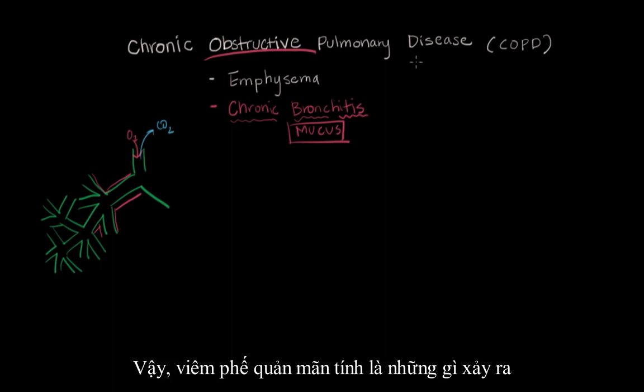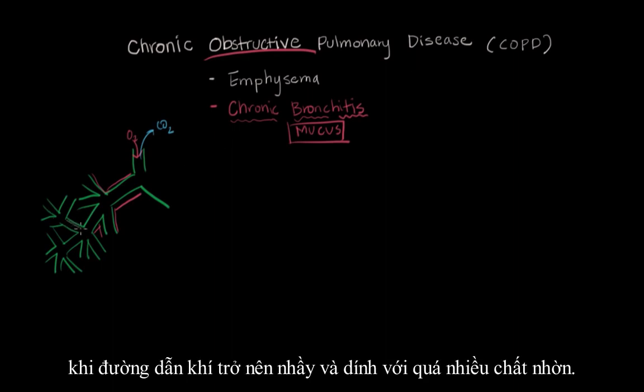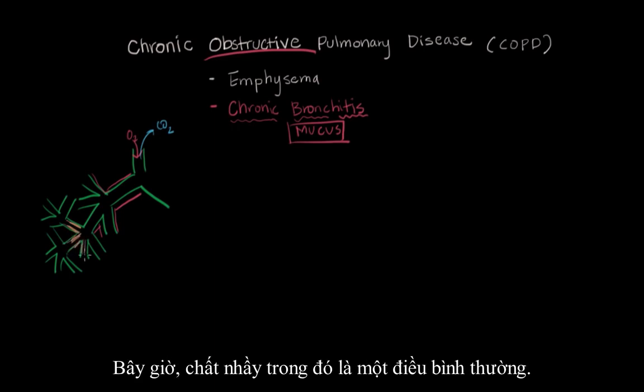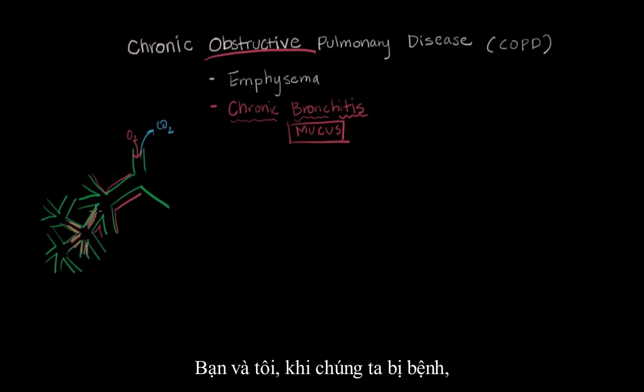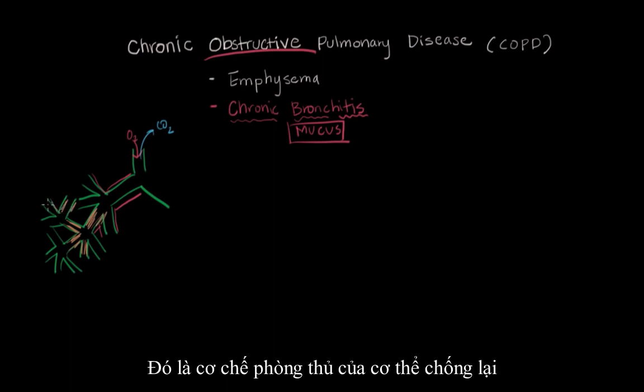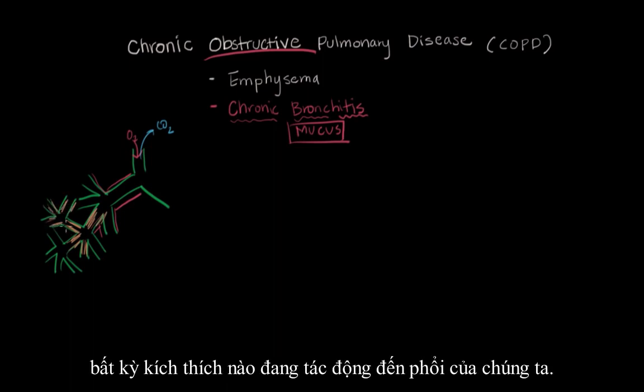So chronic bronchitis is what happens when the airway becomes all gunky with too much mucus. Now mucus in there is a normal thing. You and I, when we get sick, you cough up the phlegm. That's basically what it is. It's the body's defense mechanism against any irritants that are bothering our lungs.